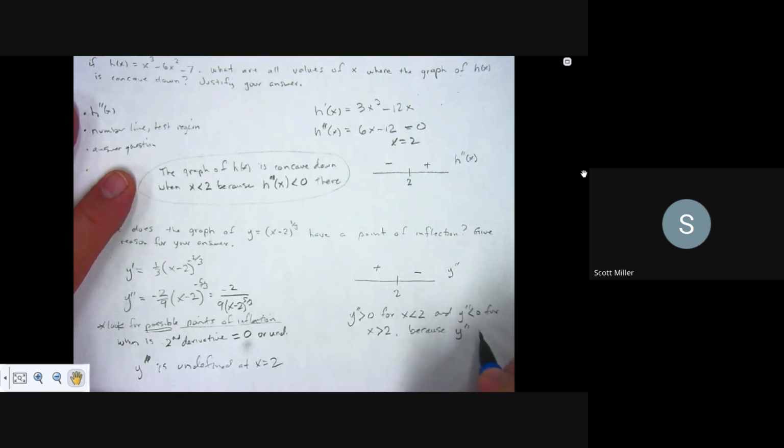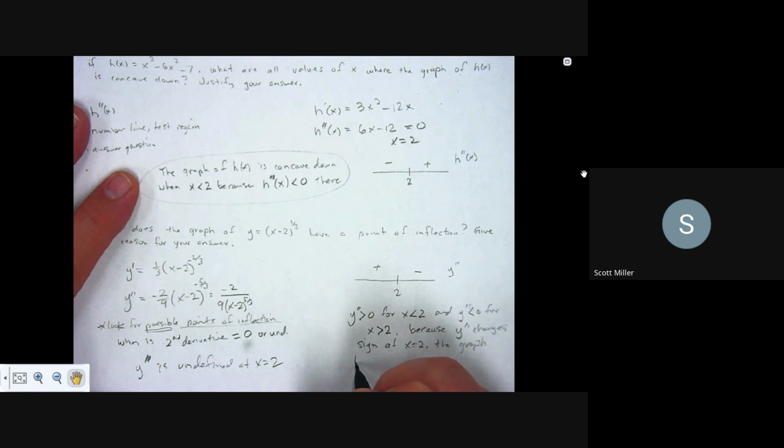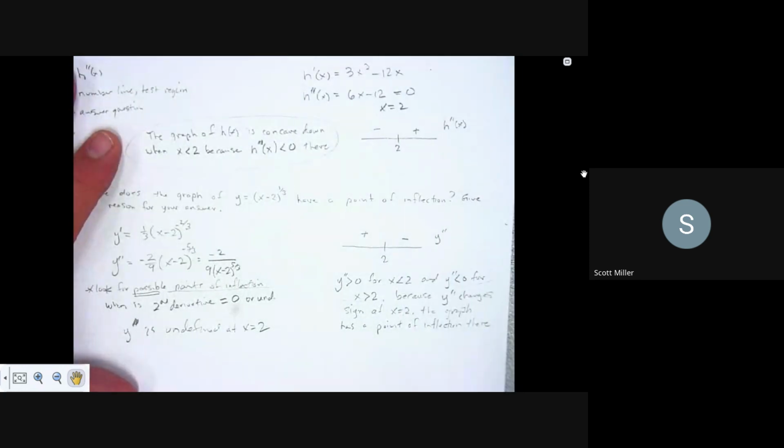Because the second derivative changes sign at x equals 2, the graph has a point of inflection. There. So I had to establish the sign change, and then I state the sign change at that point, which makes it a point of inflection. So there is our solution, the way you want to write it.